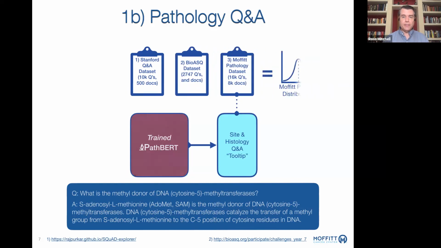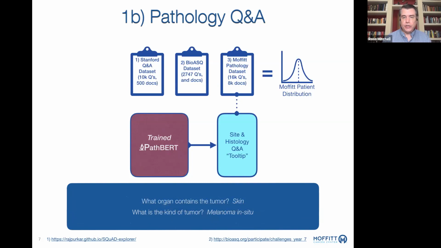And then finally, we took a set of Moffitt pathology reports, 16,000 questions across 8,000 pathology reports. And these were carefully curated so that the distribution of pathology sites and histologies in this group of training documents very closely matched the distribution that we actually see in the clinic here at Moffitt. And again, we asked of each of these pathology reports, we asked our system to answer these two questions: what organ contains the tumor and what is the kind of tumor? And it would hopefully produce answers like, it's a melanoma in situ and it's in the skin.